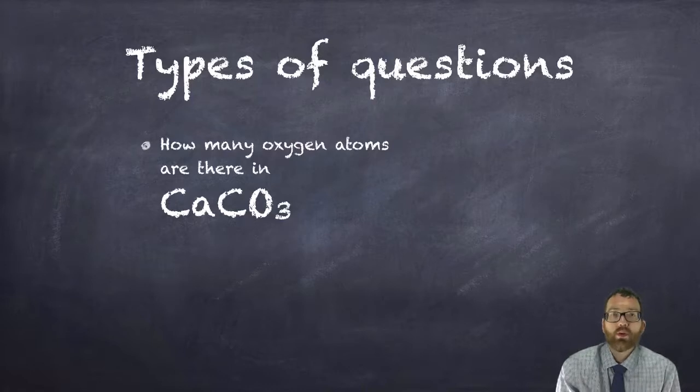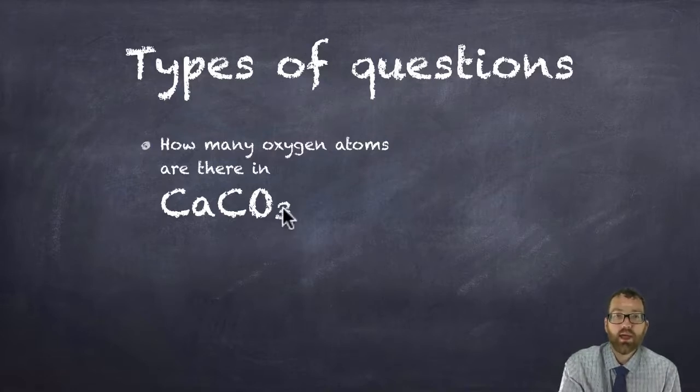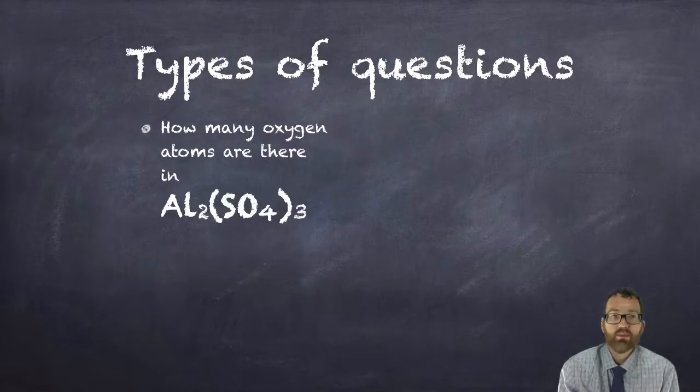So here's some other types of questions that could be important for this chapter. If I gave you a formula unit like this, calcium carbonate, you should be able to tell me how many oxygen atoms there are. And this one's really easy. The little 3 after the O here tells me I have 3 oxygens.